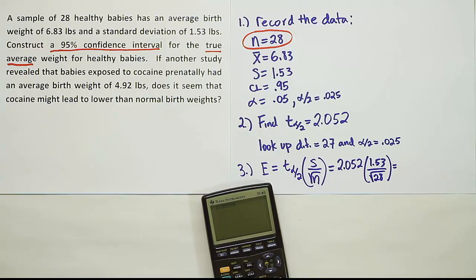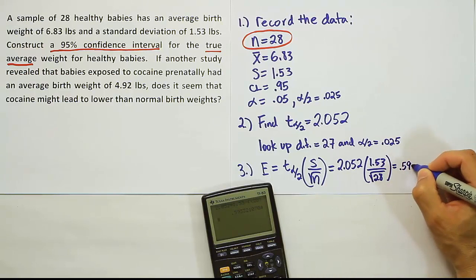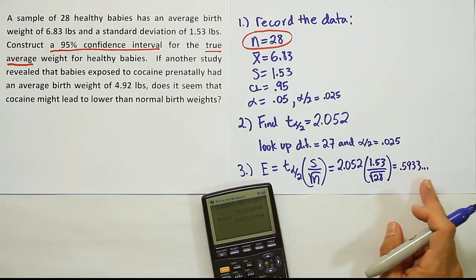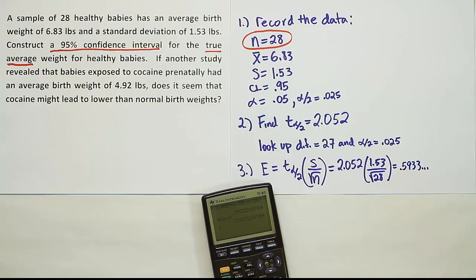All right, let's use our calculator now to calculate the margin of error. 2.052 times 1.53 divided by the square root of 28. All right, so we get the answer 0.5933 and so on. I'm going to store that in my calculator for use later, but of course you can just round off to maybe 4 or 5 decimal places so that you're not committing too much of a rounding error before the final step.